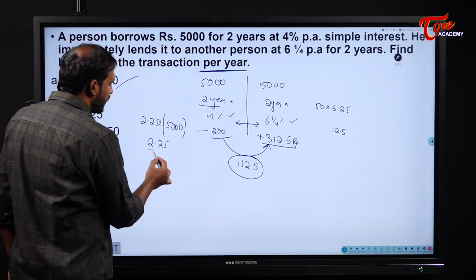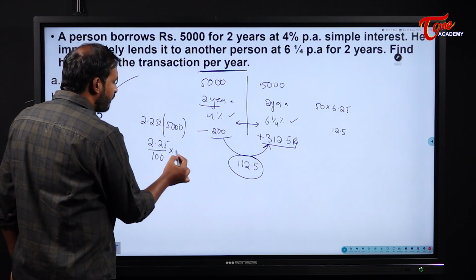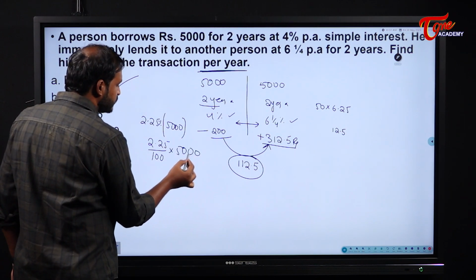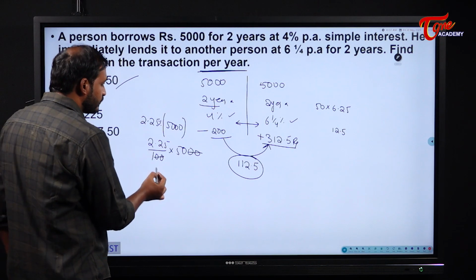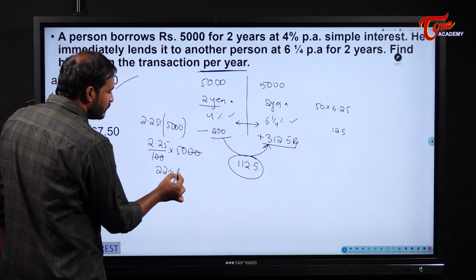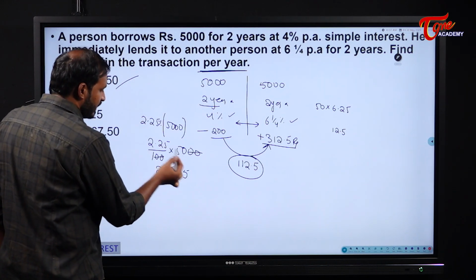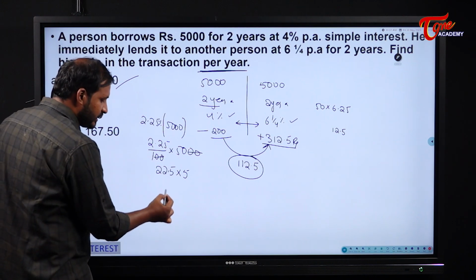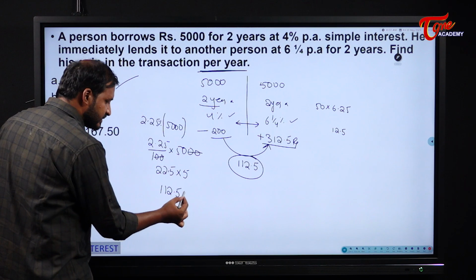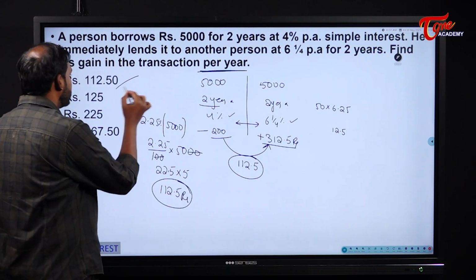So what you get here: 2.25 by 100 into 5,000. The 2 zeros get cancelled. So 22.5 into 5, I am multiplying that 0 here. What you will get is 112.5 rupees. In any way, you will get the same answer.